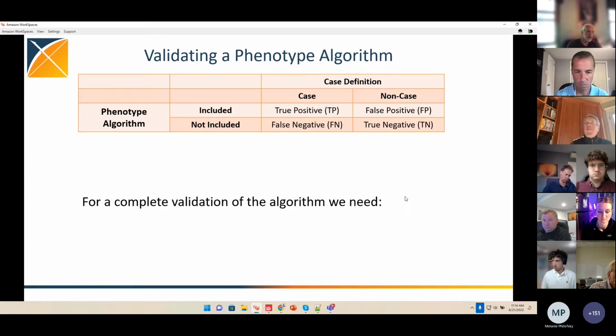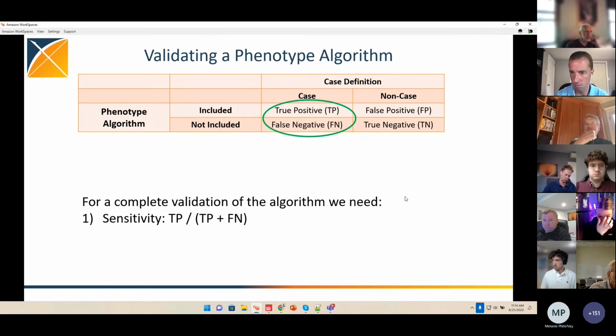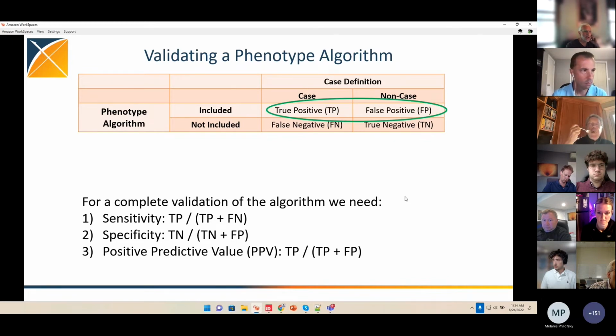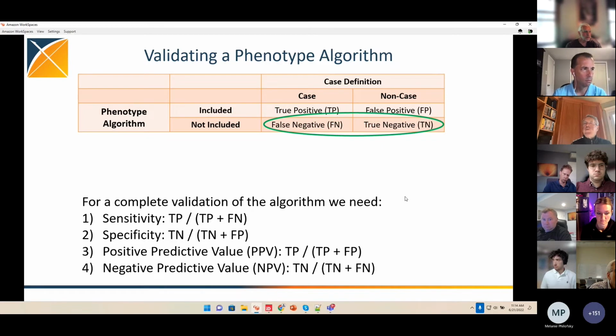To get a complete validation of the algorithm, we need four things. We need the sensitivity, which is the true positives over the true positives plus the false negatives. The specificity, which is the true negatives over the true negatives plus the false positives. The positive predictive value, and the negative predictive value.